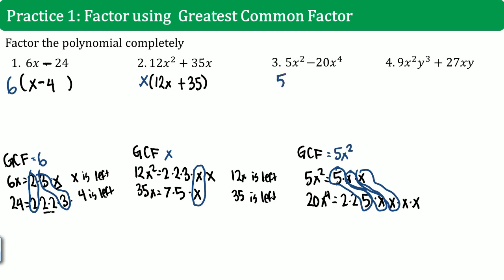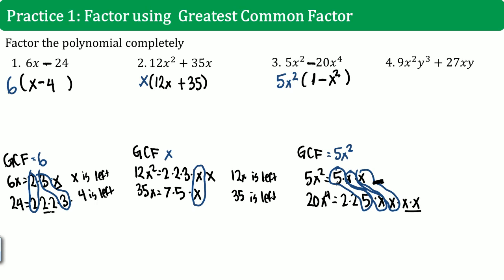So we pull out a 5x squared here. And the parentheses is what they have left over. So the first one, oh, what's left over? Just the number 1. Not 0, a number 1. Minus what is left over here? And x times x, which is just x squared. All right.